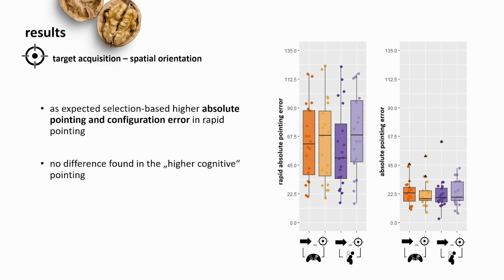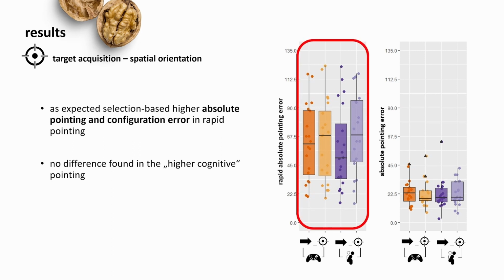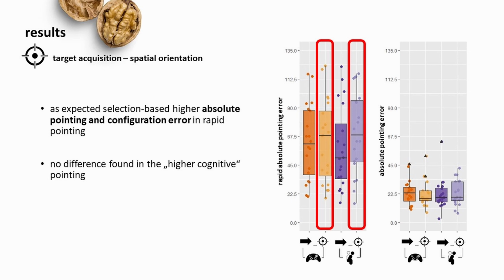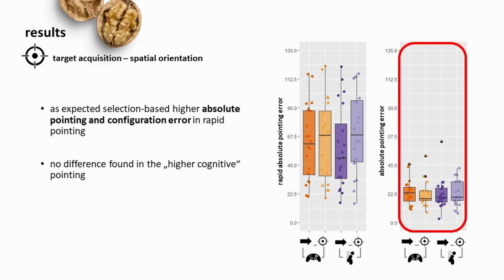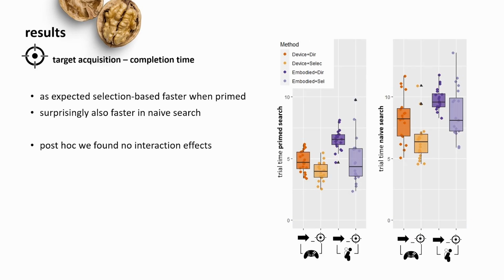We see the absolute pointing error of a first rapid pointing on the left and of a second corrected pointing on the right. And as expected, the selection-based methods provoked a significantly higher absolute pointing and configuration error in the rapid pointing. However, this effect vanished in the second pointing, where people had time to correct their input along landmarks and so on.